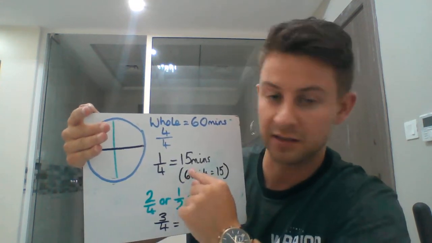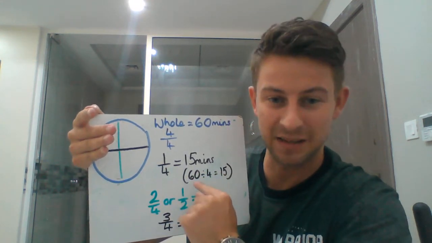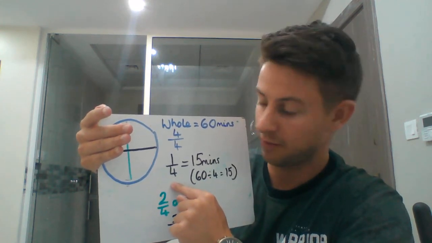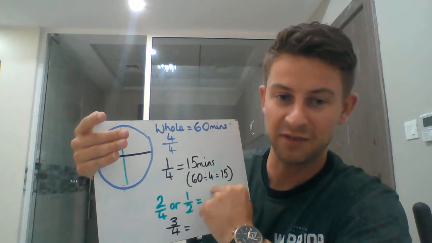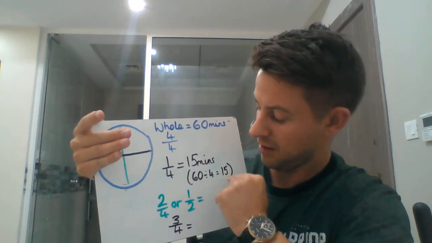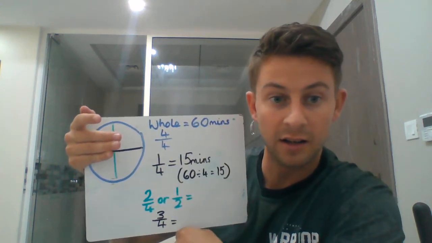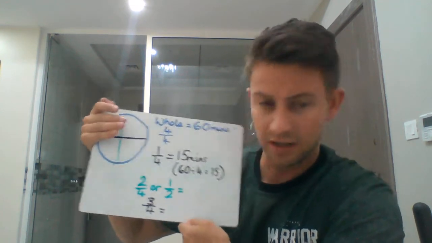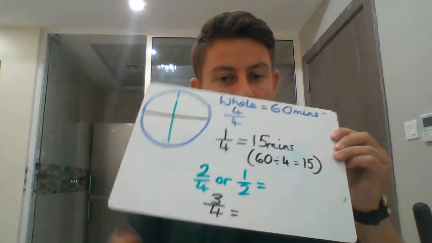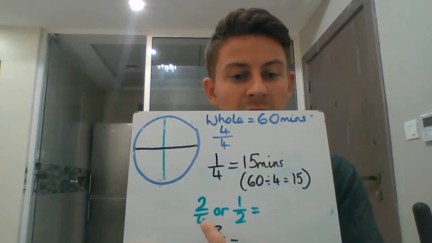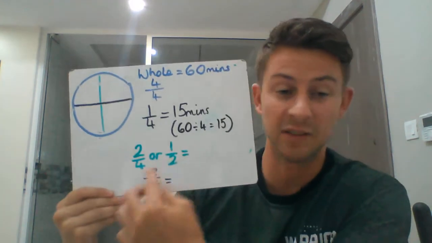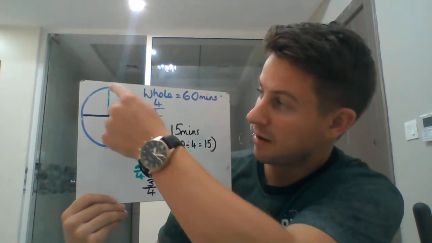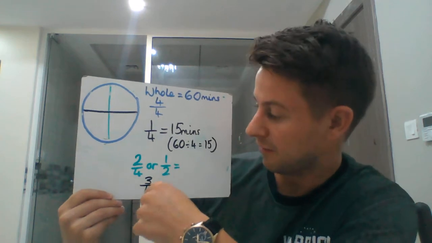is 15 minutes, because what we do is we take the 60 minutes and we divide it by the denominator. And to check, we times it by the numerator. So 60 divided by 4 is 15, then times it by the numerator. 15 times 1 is 15. Okay. Then we've got 2 quarters or 1 half. Okay, we've done fractions. We should know these. These are equivalents. So we've got 1 half, so halfway to the next hour.